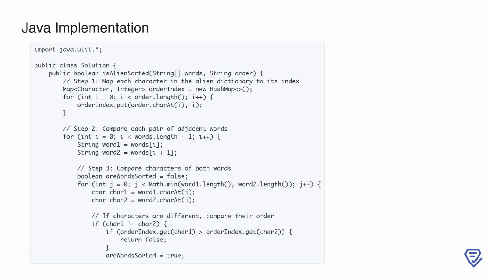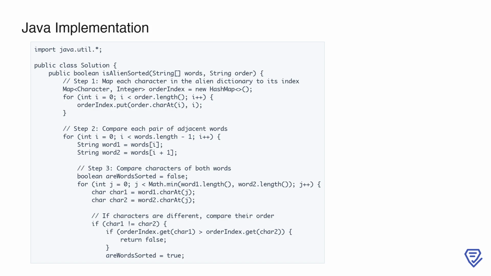Here, we begin by importing the necessary utilities and defining our solution class. The main method, isAlienSorted, takes two inputs, an array of words and a string representing the alien dictionary order. The first step is to map each character in the alien dictionary to its corresponding index. This is done using a hash map, where the key is the character, and the value is its position in the order string. Next, we iterate over pairs of adjacent words in the array. For each pair, we extract the two words, word1 and word2, that we need to compare. We then initialize a flag, isWordSorted, which will help us determine if the two words are in the correct order.